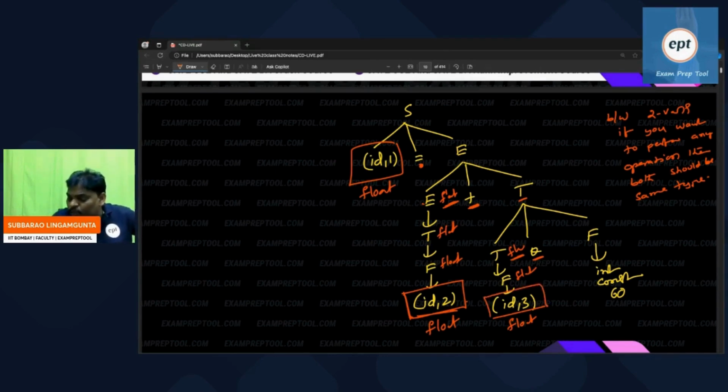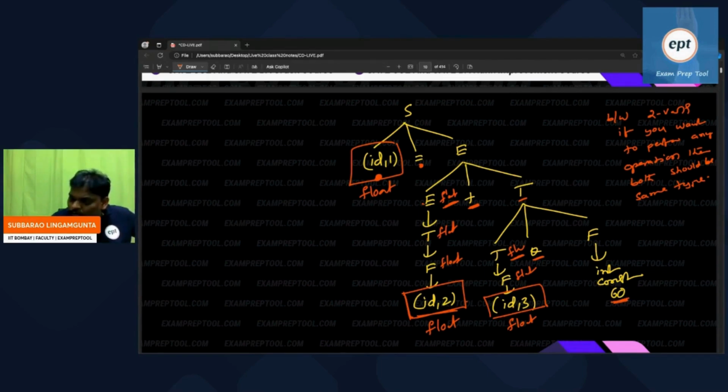Now listen. To do multiplication, left float, right also float required, but right is 60, which is integer. Remember, whether you like or not, both should be the same type. Can anyone help? Type conversion done. Left side is expecting float, so it should also convert into float. So this 60 will be converted into float.